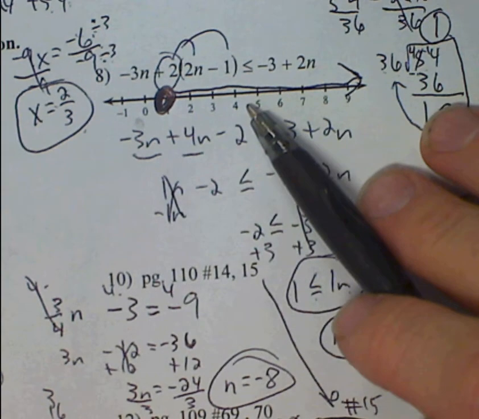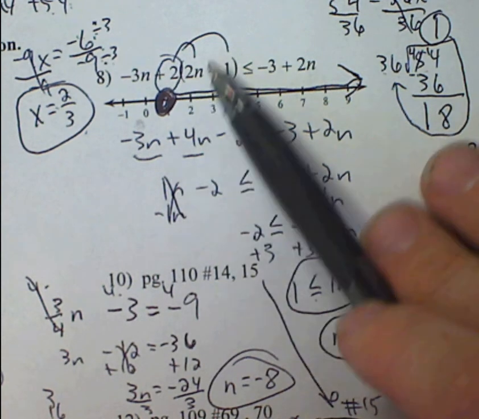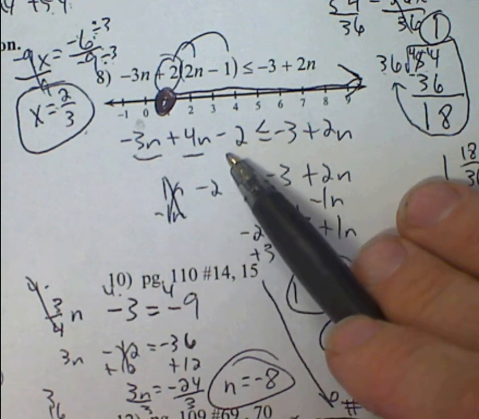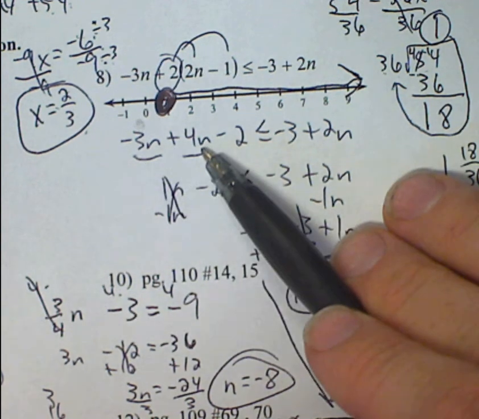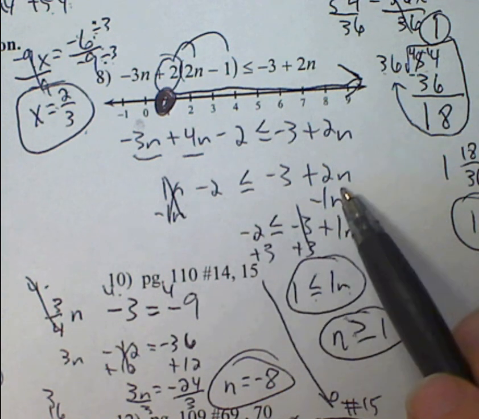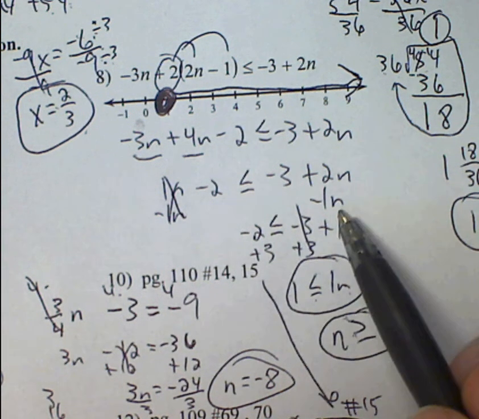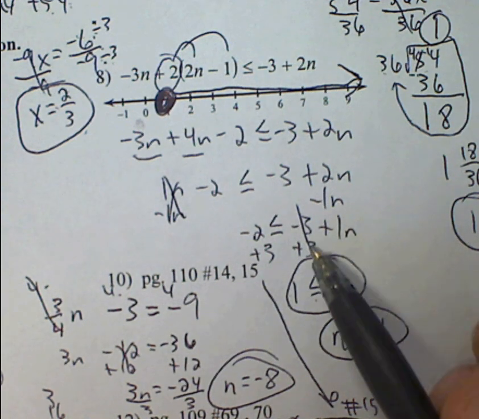Number 8. Here we go. 2, distribute my 2. I get 4n minus 2. Negative 3n plus 4n, combined like terms, I get 1n minus 2, less than or equal to negative 3 plus 2n. Minus 1n to both sides. That gives me 1n. I'm going to go ahead and add my 3 to both sides.